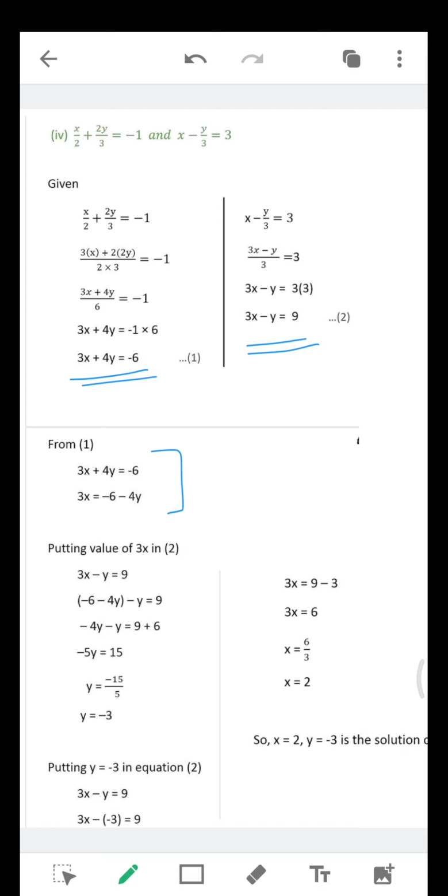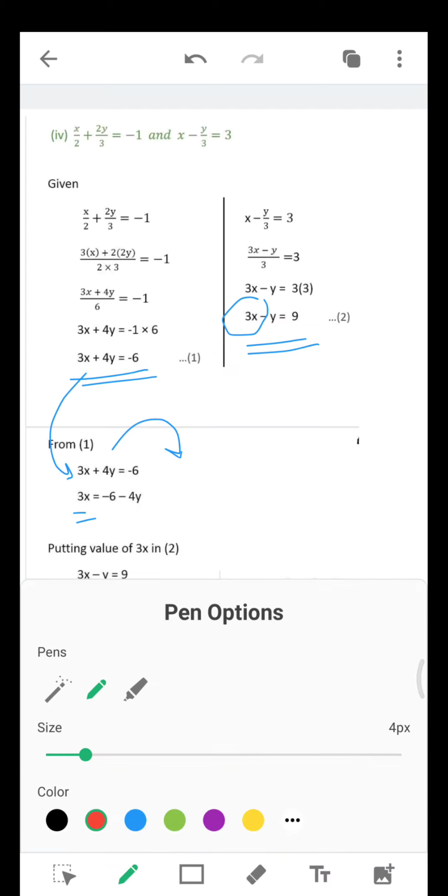Now here you can see one unique thing. Till now we were finding the x value, but here you can see he is finding the 3x value. Let's see the first equation. From the first equation he is finding the 3x value. 3x is equal to minus 6 minus 4y. This 3x value we can put in equation 2. From equation 1 we are taking this, and we'll put this in equation number 2.